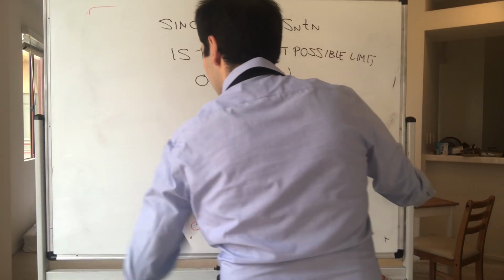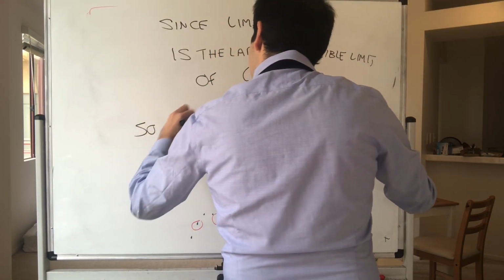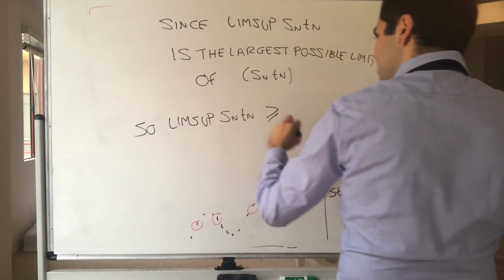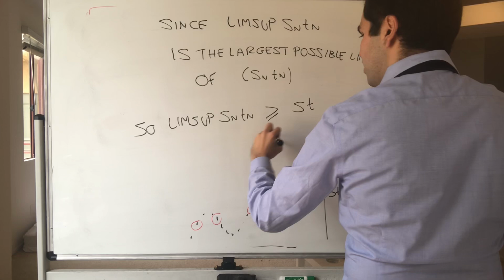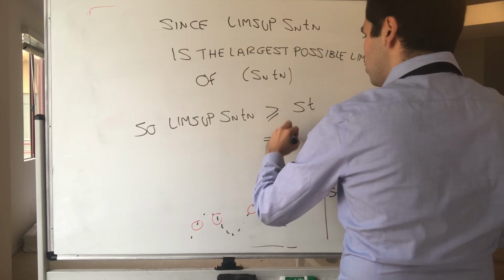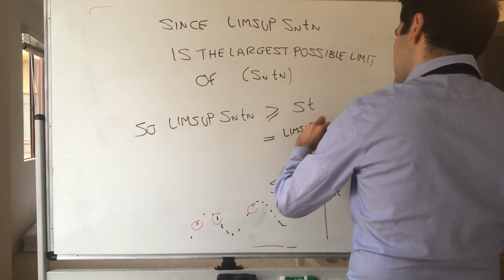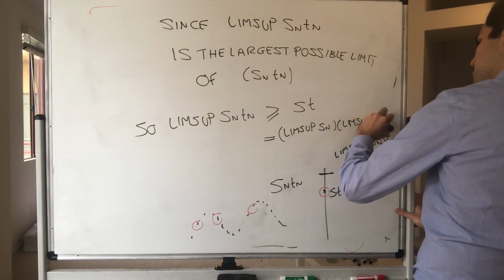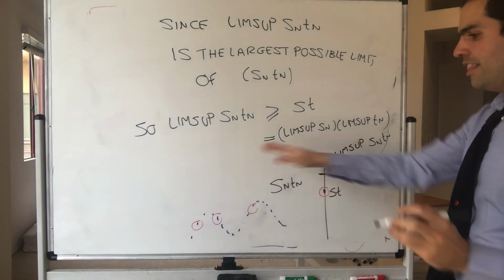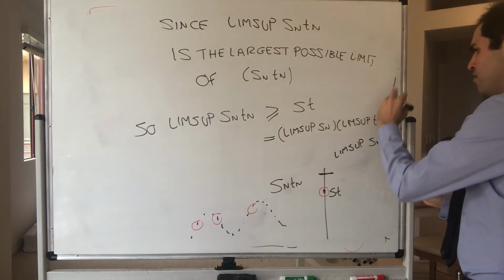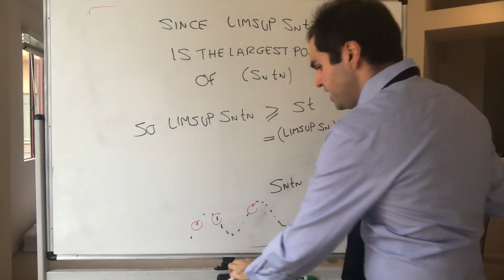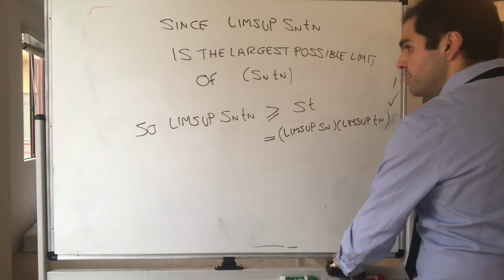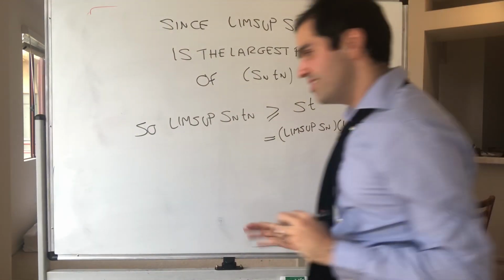So, Limsup of Sn_Tn must be greater or equal to St, which I would like to remind you is the Limsup of S times the Limsup of T. So in that case, we're done, where we assume that T is finite. But then, if T is infinite, the case is even easier.